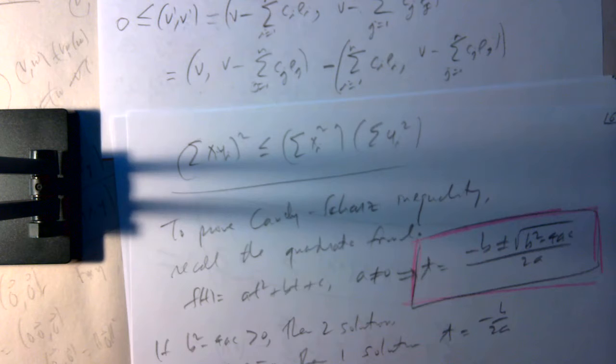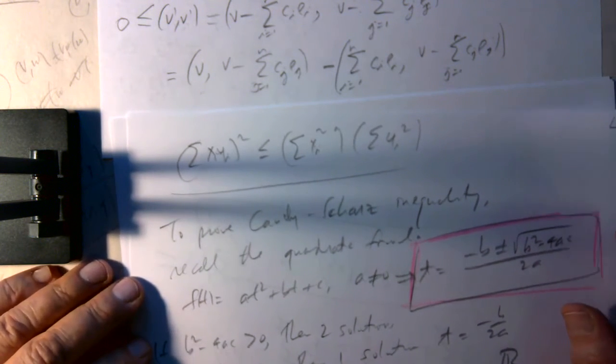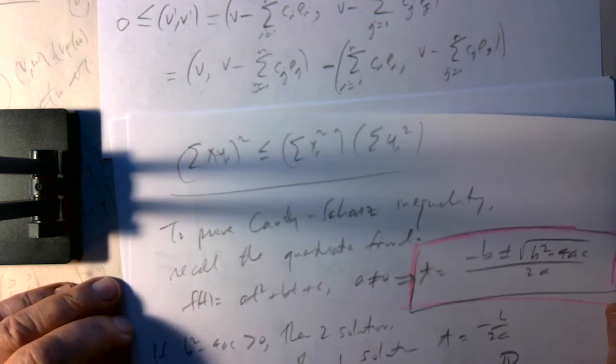And if b squared minus 4ac is negative, then we have 0 solutions in the real numbers. We're not looking at complex solutions here. So this is the fact that we have to remember.